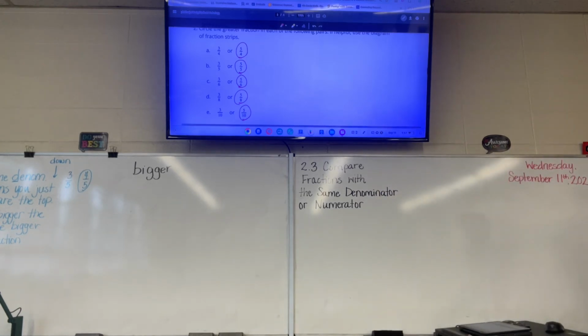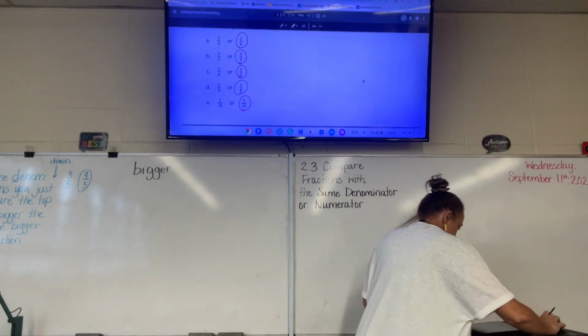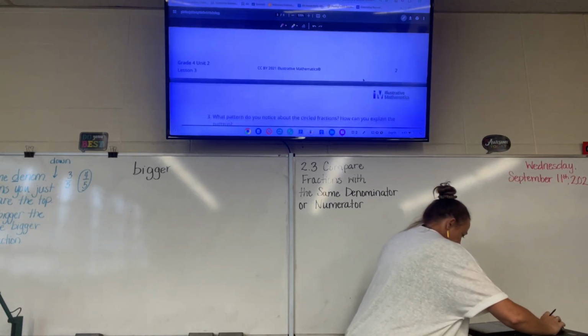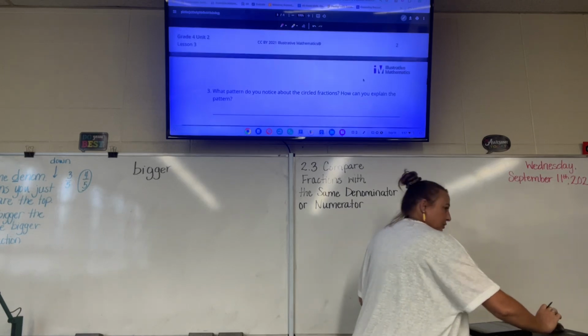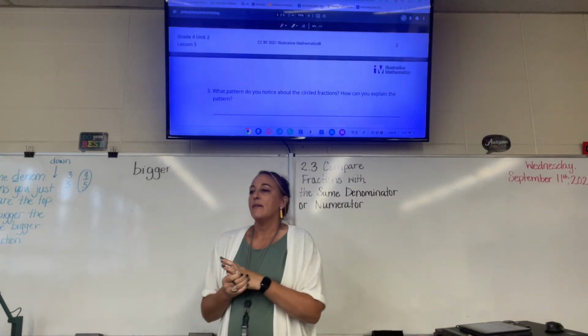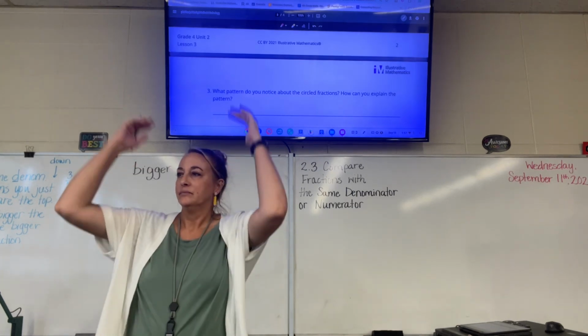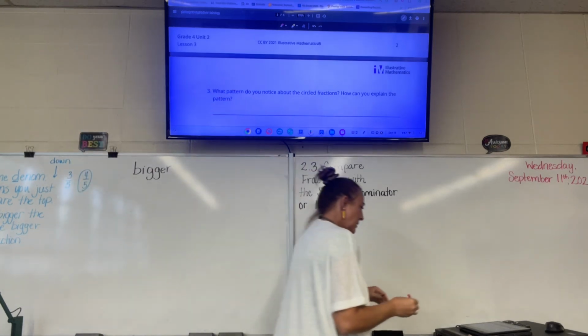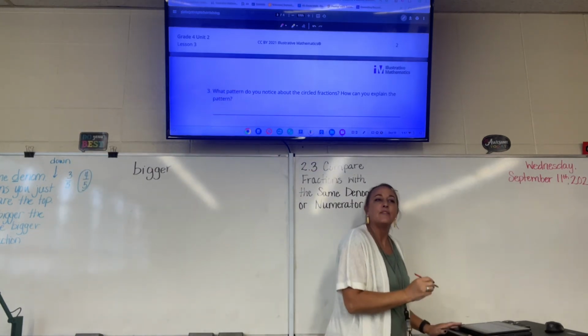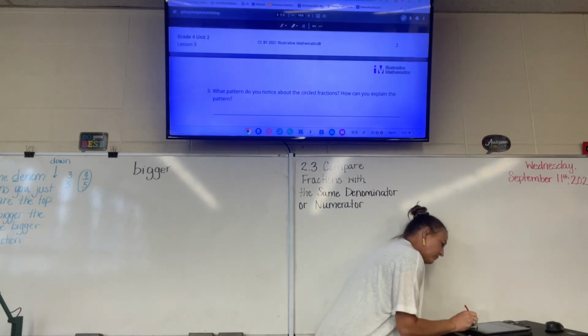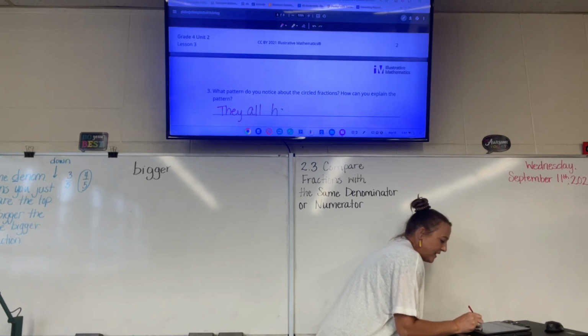So it's going to ask now what we notice, or what pattern do you notice about the circled fractions? They all have what? Mary? 5s. Where at? At the top. So we're going to write down they all have a 5 on top.